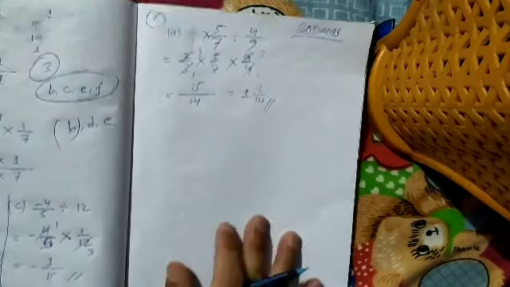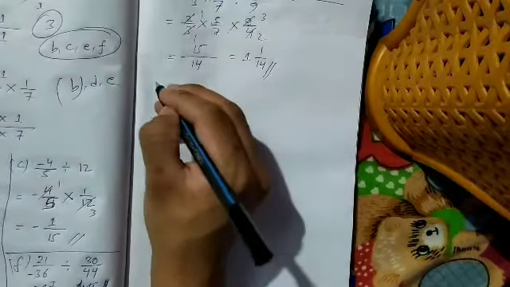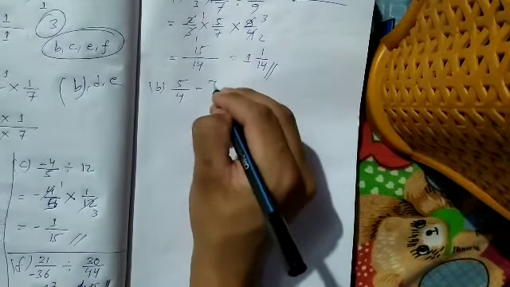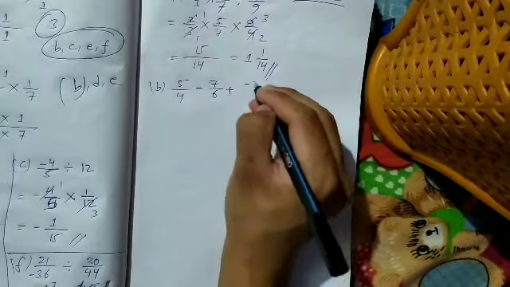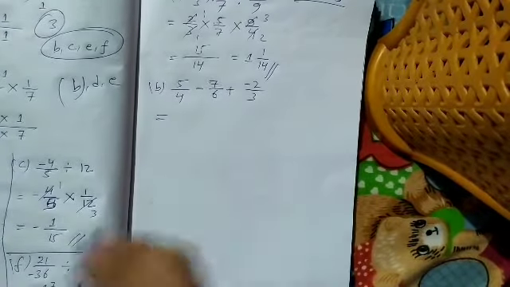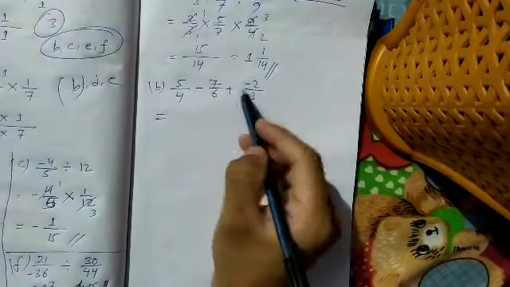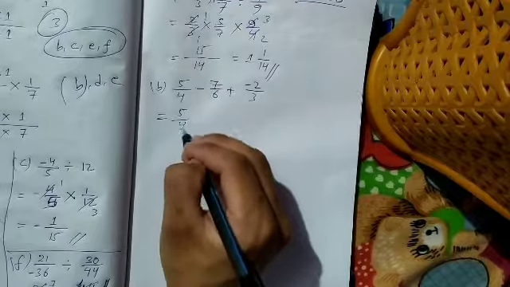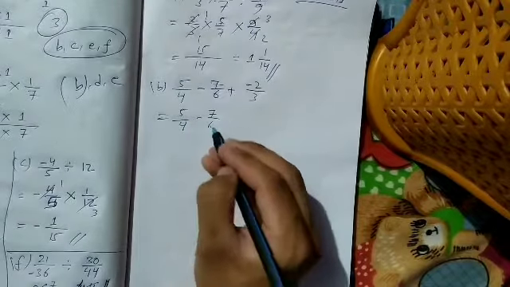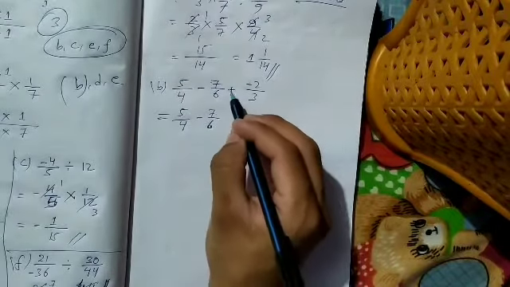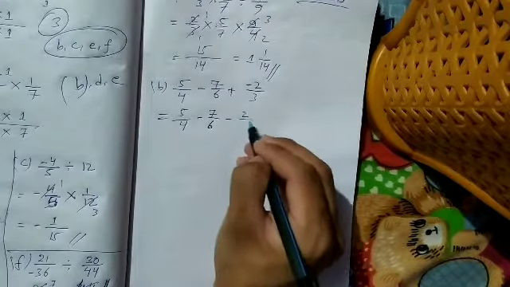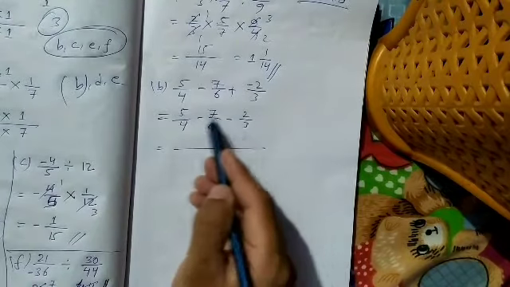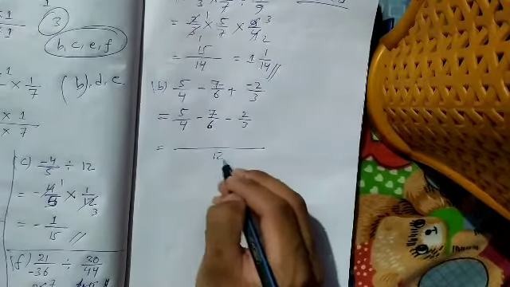Okay, so similarly we can do number B. The question number B is 5 by 4 minus 7 by 6 plus minus 2 by 3. Here you can see we have two signs, plus and minus simultaneously, right? So we'll make it 1. 5 by 4 minus 7 by 6, others I will write as it is. You have to multiply these two signs, plus into minus, minus, so it will be minus 2 by 3. Next will be the LCM of the denominators. If you check, the LCM will be 12.